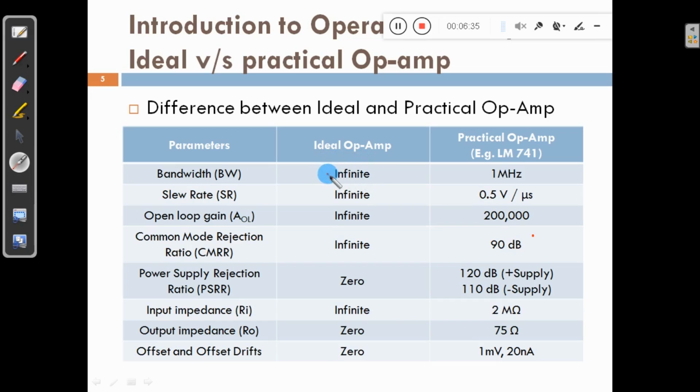According to the ideal operational amplifier, the amplifier will work for any frequency range. But practically, if you take a particular operational amplifier like the 741, it works over 1 megahertz frequency, and that is called the bandwidth. Second one is the slew rate.